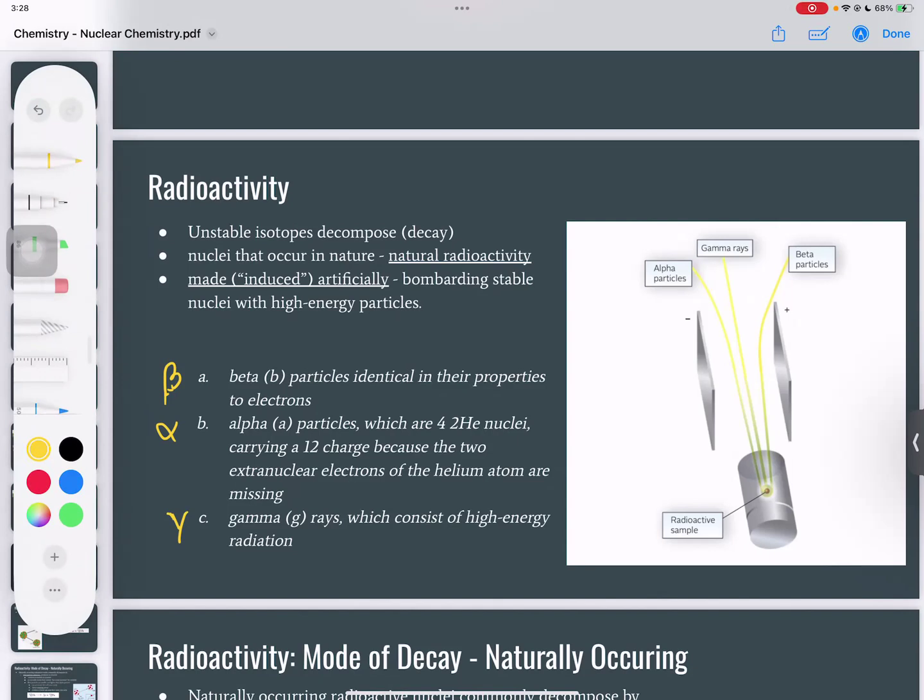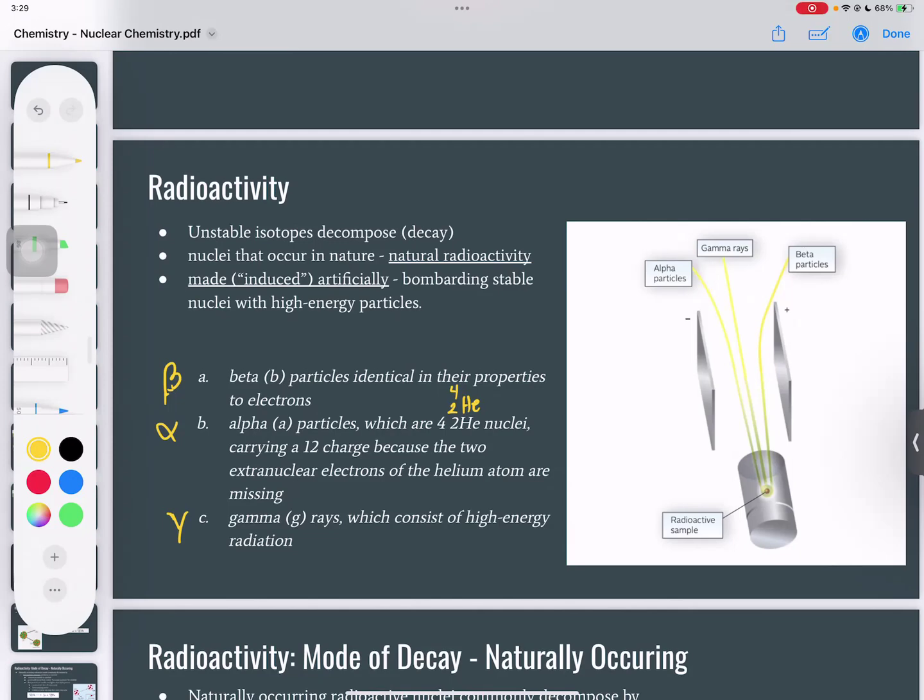So beta particles have properties identical to electrons. So most of the time in nuclear reaction equations, they are symbolized by electron particles. Alpha particles are helium particles, or helium nuclei. Helium-4 carrying a +2 charge because the 2 extra electrons of the helium atom are missing. So positively charged helium. And gamma rays, which consist of high energy radiation.